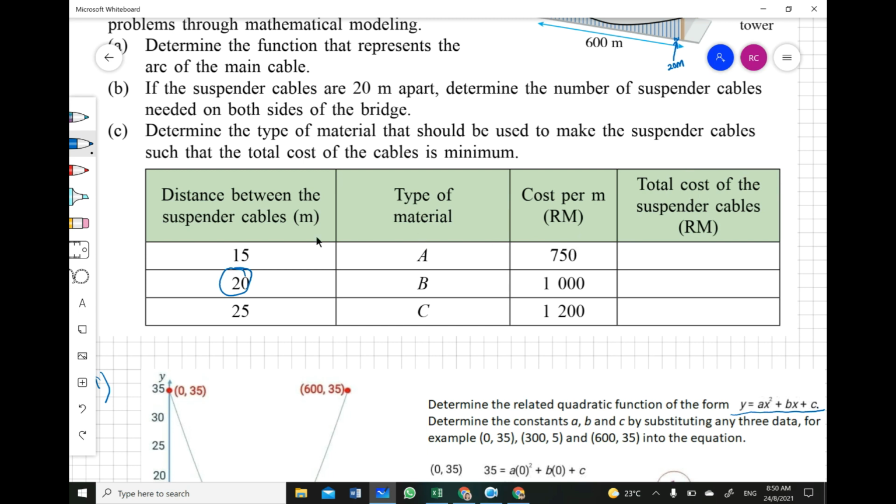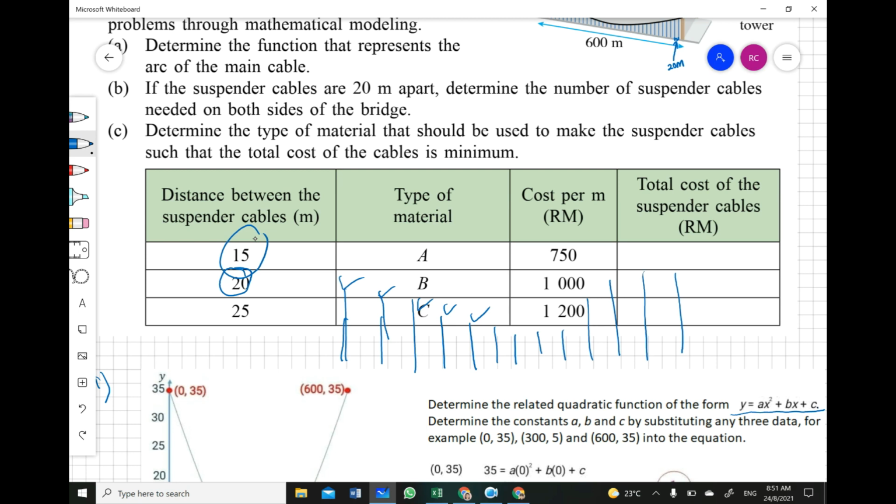How to get the total length? First, you're given the distance between the suspender cables. For example, this is your suspender cable. For 15 meters apart, you have to find the number of suspender cables first. How many suspender cables do we need for 15 meters apart?